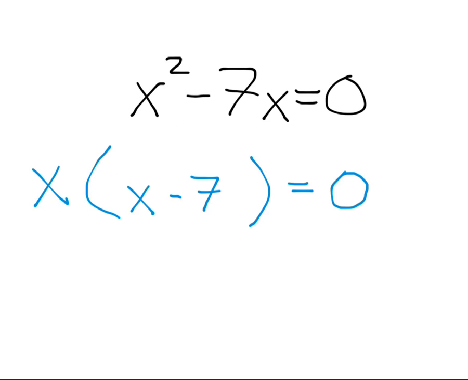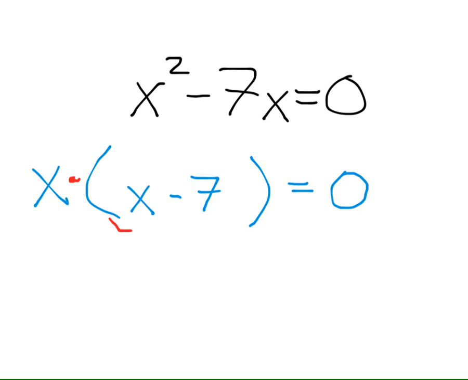So a general rule is always look for a GCF first. Always see if you can bring out a GCF. It's going to make problems a lot easier. Okay. It's now a multiplication problem, right? There's my multiplication. It's x times x minus 7.